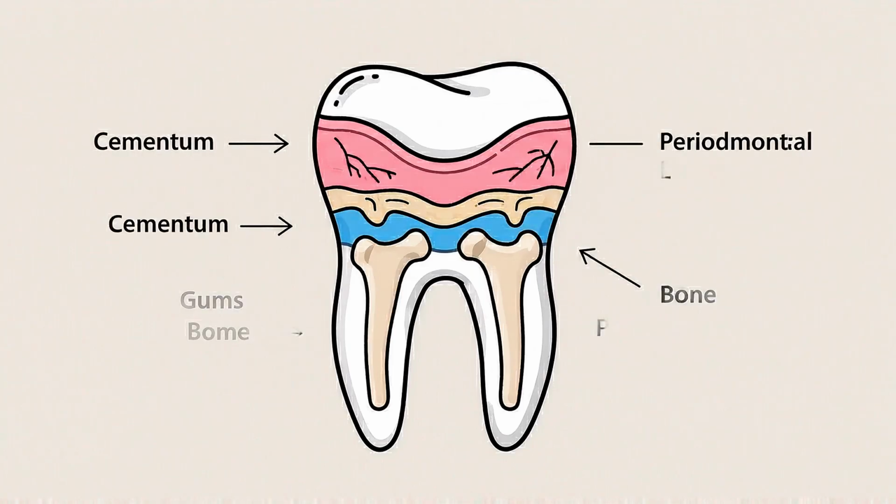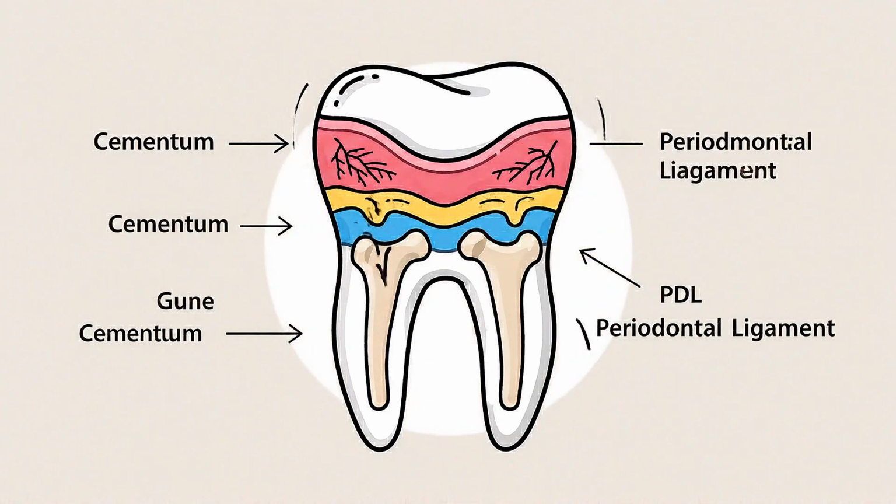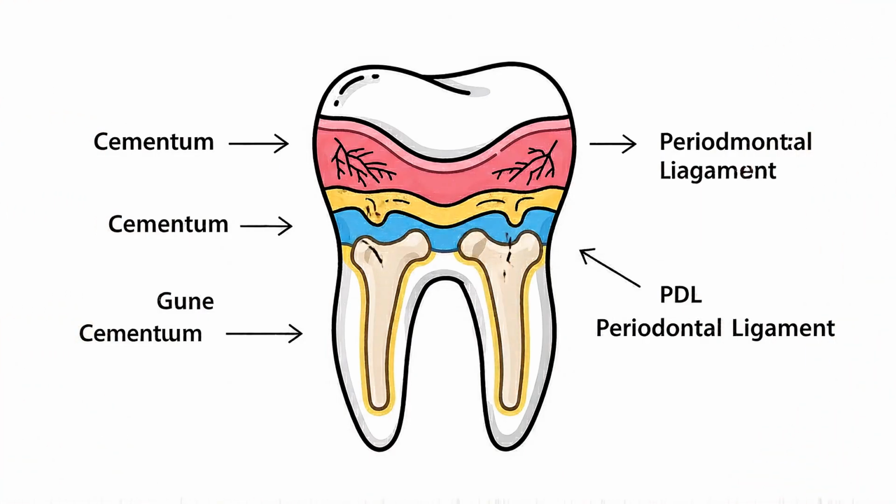Periodontium. This is the complete support system. Gums, bone, cementum, and periodontal ligament working together to keep your teeth in place.